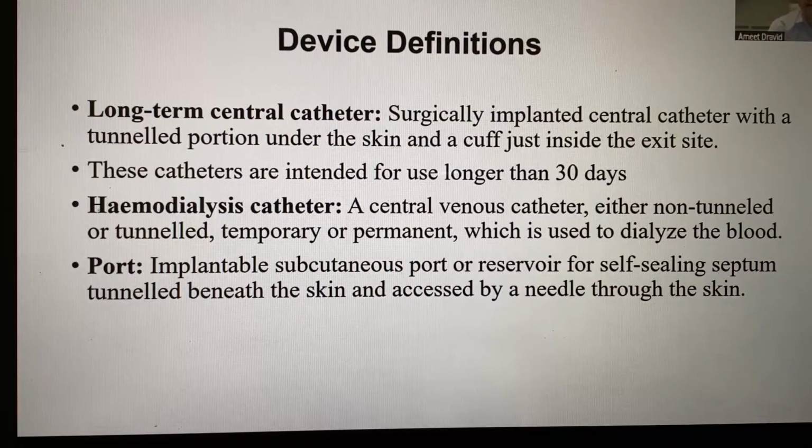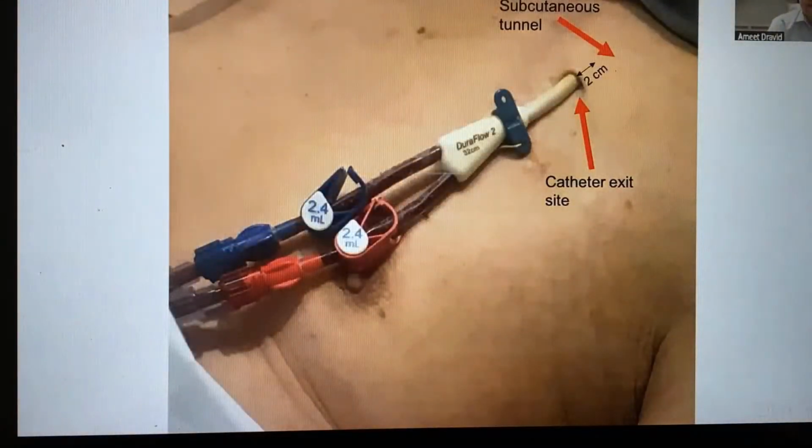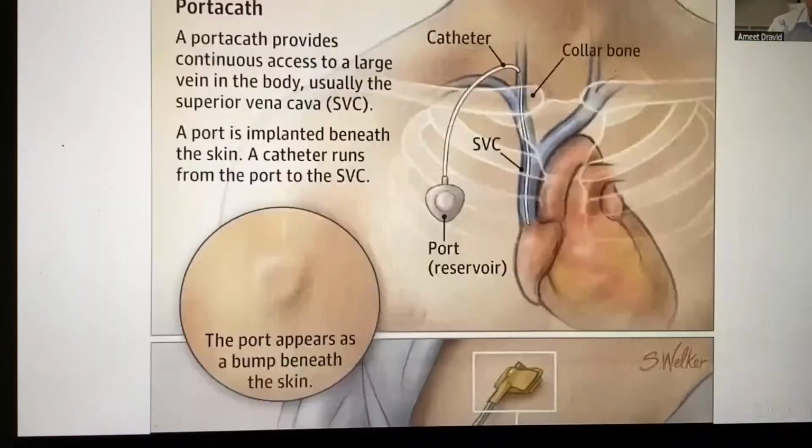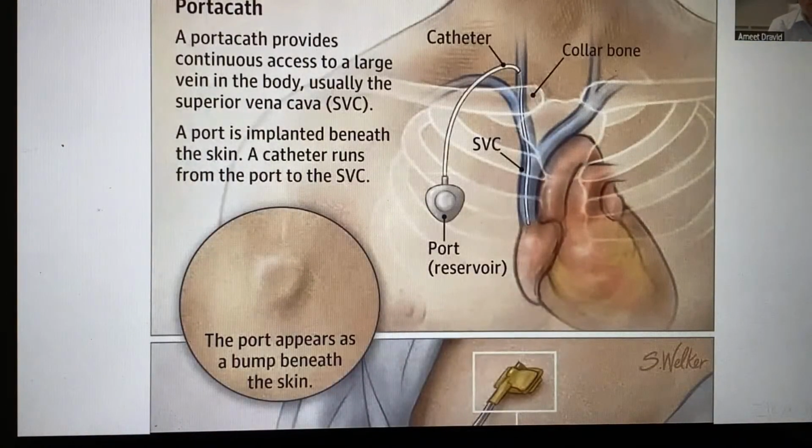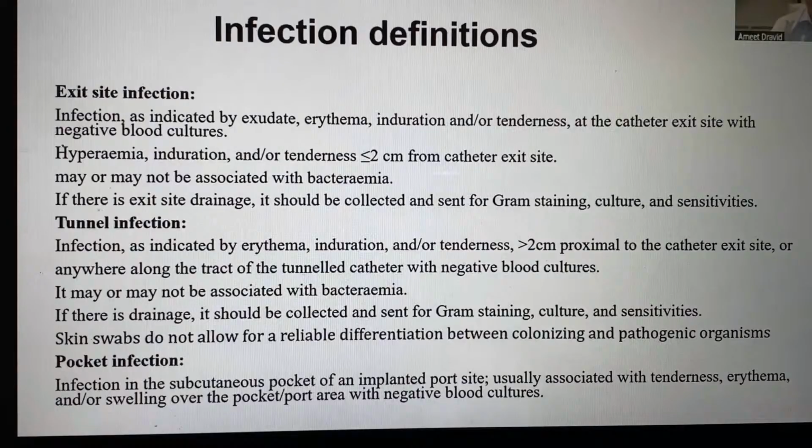So all these catheters we are seeing in our ICUs day in and day out, and when they get infected, that is when we have to make a medical decision in the ICU. So this is our tunneled catheter, tunneled hemodialysis catheter. This is our PICC line, and this is the port catheter, or portacap, which is implanted under the skin, and it's a reservoir through which chemotherapy is given, and they can last inside for months together. So these are the devices which we are talking about.